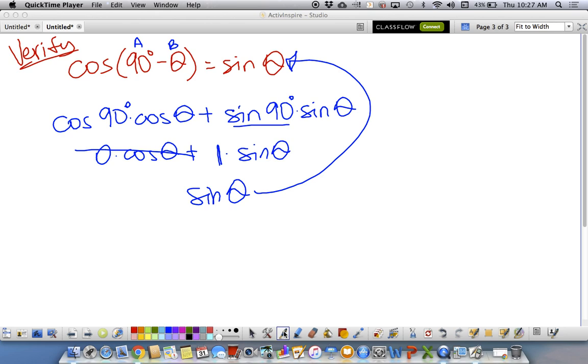Do we need to plug in some numbers here? Okay, you're going to make me. Cosine of 90 minus 30. Will that equal? Verify that for me. Means use the formula, go the long way.